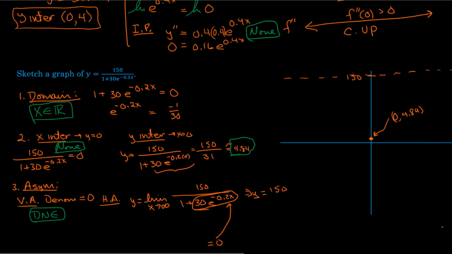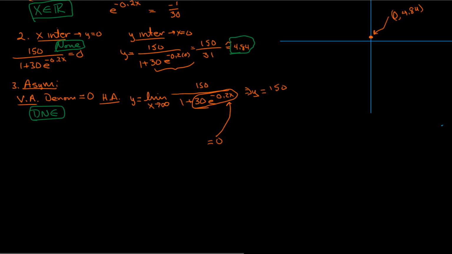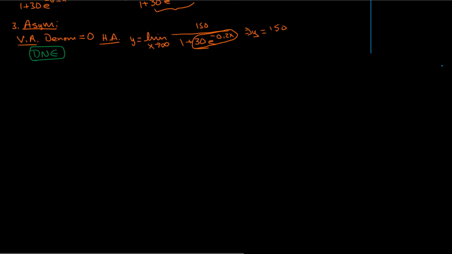One of them, because we still have a second limit to evaluate here. We need to also look at y is equal to the limit as x approaches negative infinity of our function, which is going to be this 150 over 1 plus 30 e to the negative 0.2x. And let's see what that gives us.